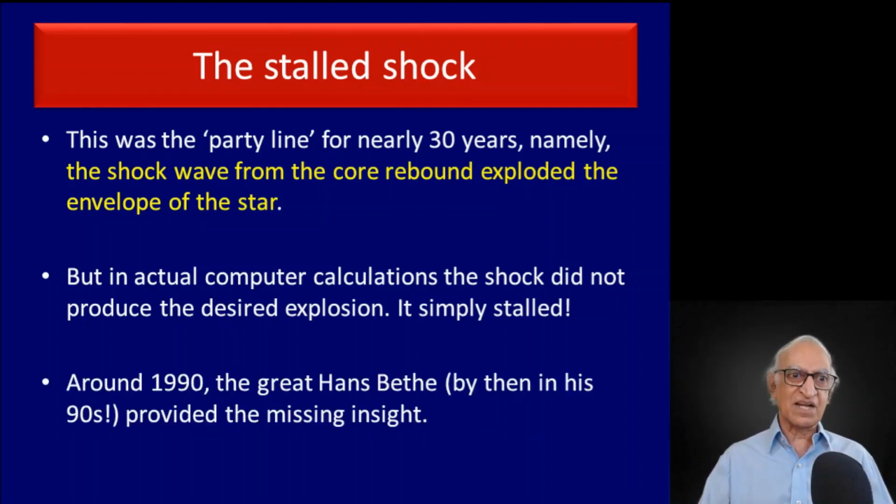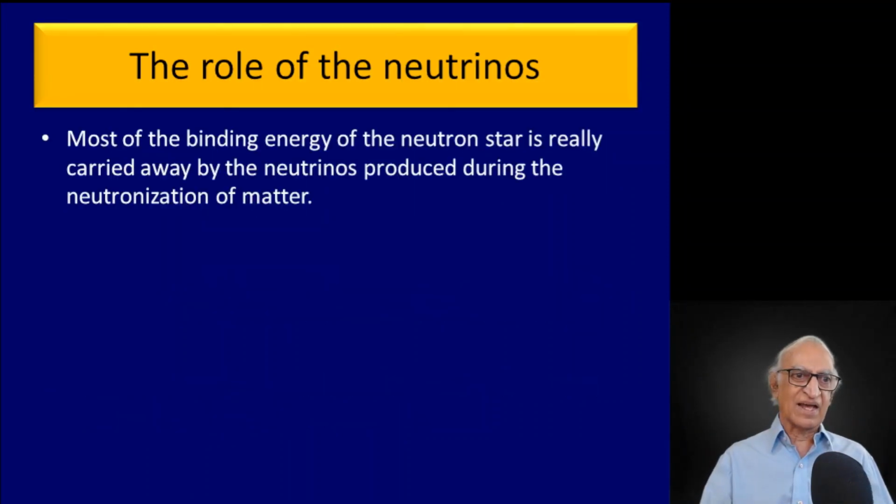Now this great puzzle took a long time to be resolved, and it took a grand old man, the great Hans Bethe, who was 90 years old at that time, still very active, to come up with the explanation for how a star actually manages to explode itself. And that has to do with the role of the neutrinos.